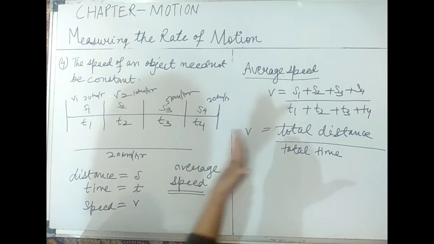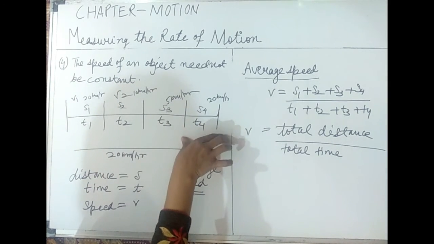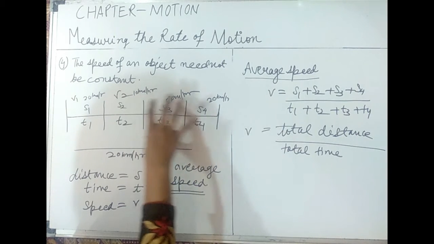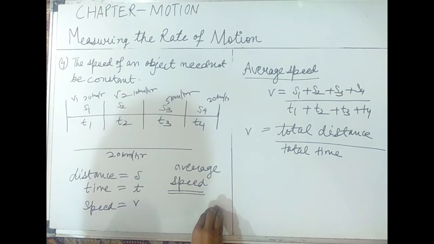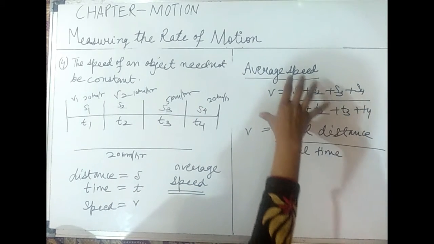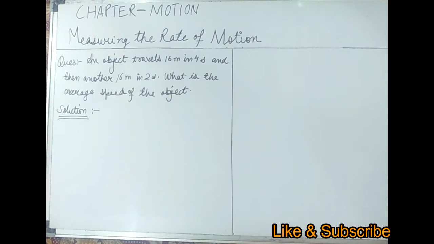What is the need to calculate average speed? When the speed is continuously changing and is not constant, in that case, how will we mention the speed? We will calculate average speed in that case. And the formula for average speed is total distance upon total time taken.